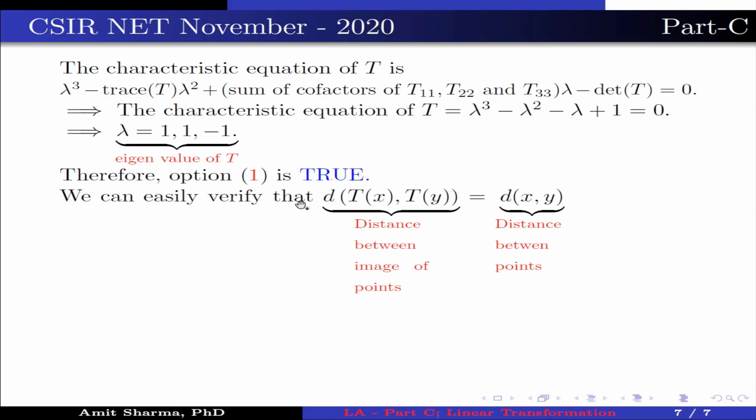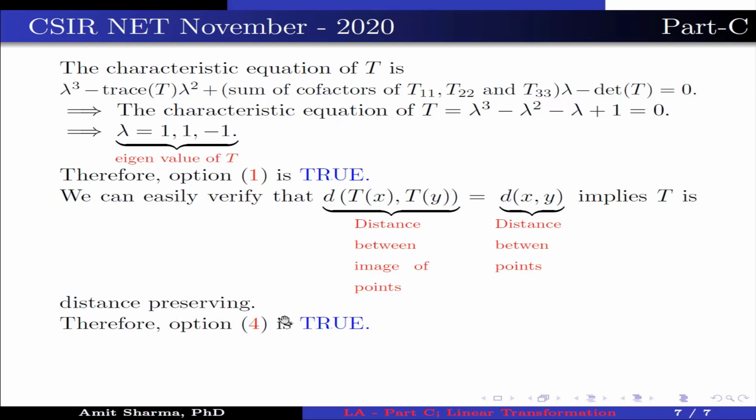Now, we can easily verify that the distance of Tx comma Ty, that is the distance between images of points, is equal to the distance of x comma y, that is the distance between the points. This implies T is distance preserving. Therefore, option 4 is true. Hence, options 1, 2, 3 and 4 are true.